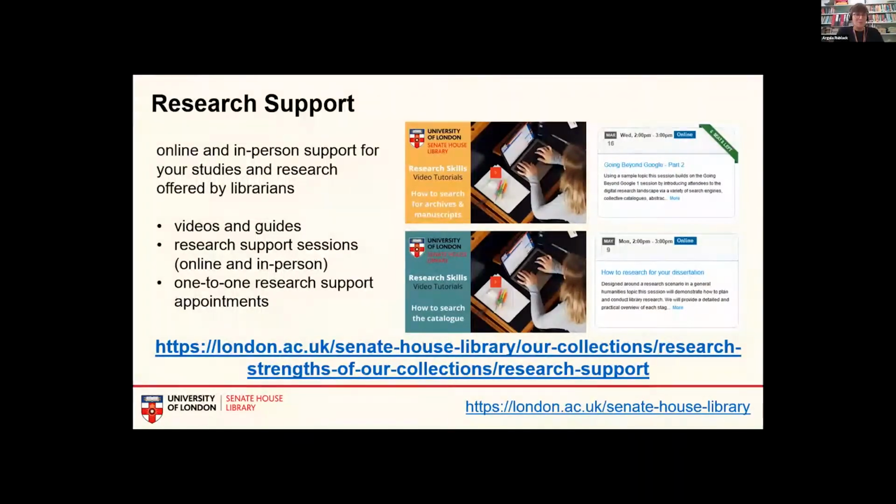So just to finish off, I hope this has given you a good amount of inspiration to have a look at the Institute of Commonwealth Studies archives and library, but also Senate House Library's own collections. And I just also wanted to point you to our research support page before I leave you with our contact details. The research support page could be another useful place to look at, because it includes a lot of really helpful guides and videos on how to use parts of our collections, such as how you search for archives and manuscripts and how you use the catalogue.